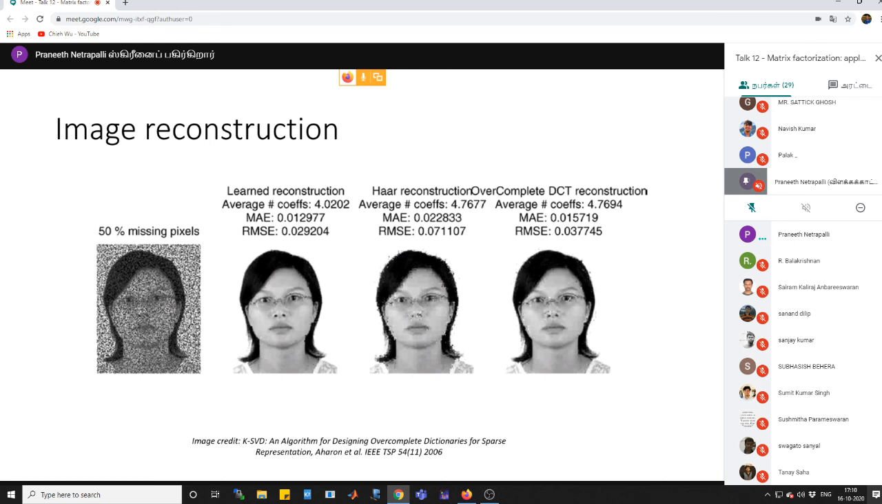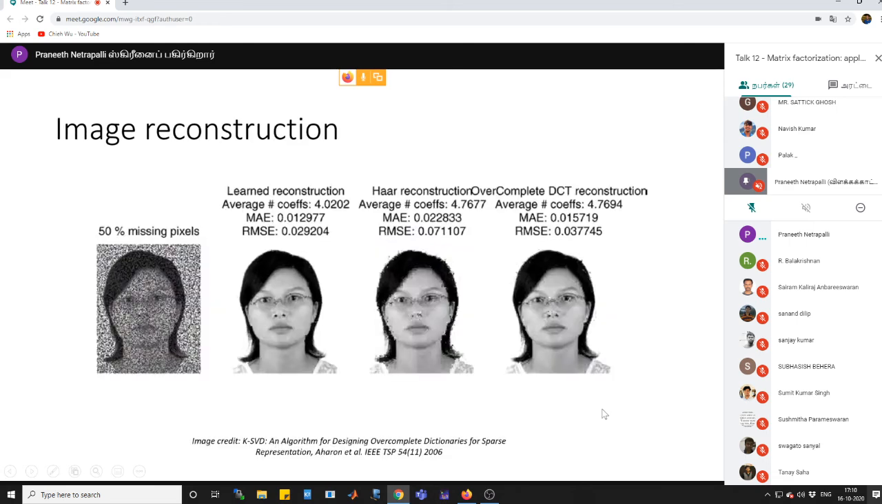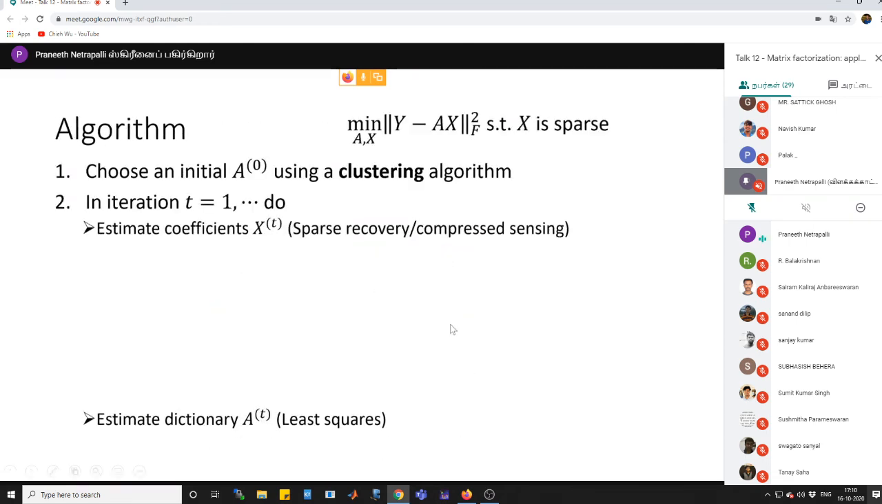So sparse coding, also known as the dictionary learning problem, is widely used for tasks like image compression, denoising, and inpainting, especially in the image processing literature, right? The algorithm for solving this problem, again the alternating minimization approach, is the following. You have the given matrix Y and you have AX, and you want to minimize the Frobenius norm squared of Y minus AX, subject to the condition that X is sparse. You choose an initial A0 using a particular clustering algorithm, which I'll not get into the details of, but this is also a slightly non-trivial algorithm.